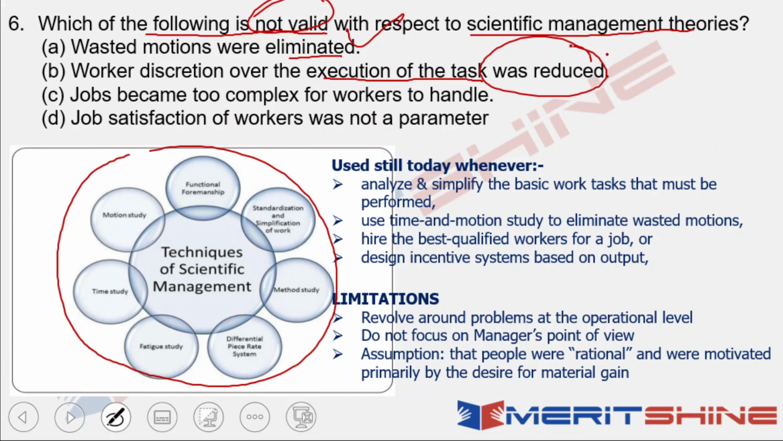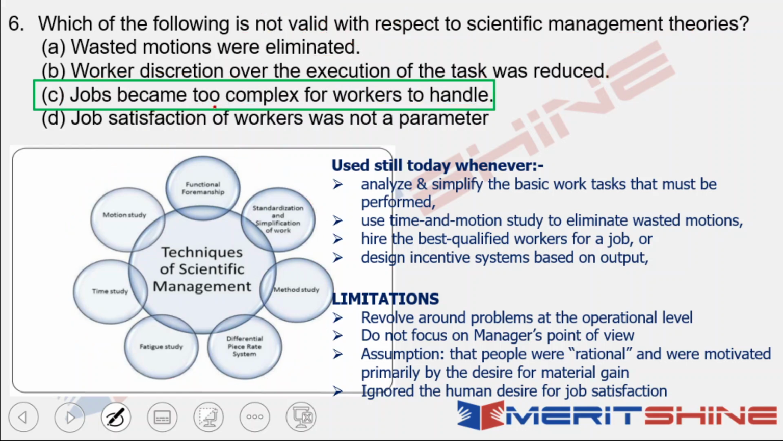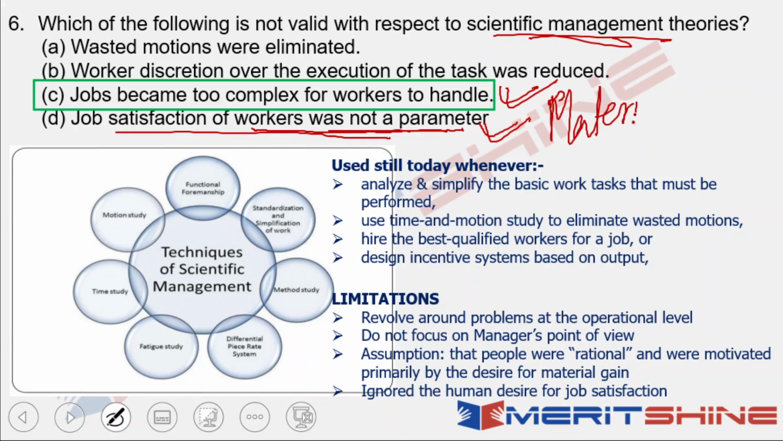Okay, so their say is reduced. So that is also valid. Job became too complex for workers? No. Job became simple for them. As a matter of fact, at the heart of your scientific management theory was to simplify it. Job satisfaction of workers was not a parameter, because they were primarily motivated by material gain is what they assumed.